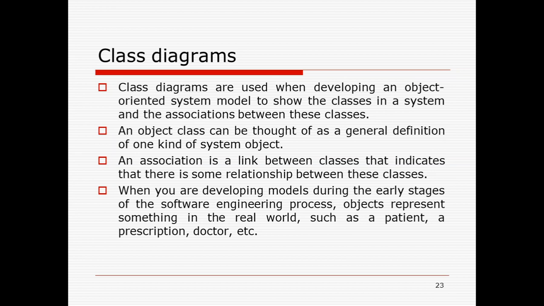An association is a link between the classes, where you relate one class to another through an association that indicates there is some relationship between these classes. Okay. So when we are designing the models during the early stages of the software engineering process, the objects represent something of the real world, like a person can be an object, a prescription can be an object, a doctor can be an object, etc.